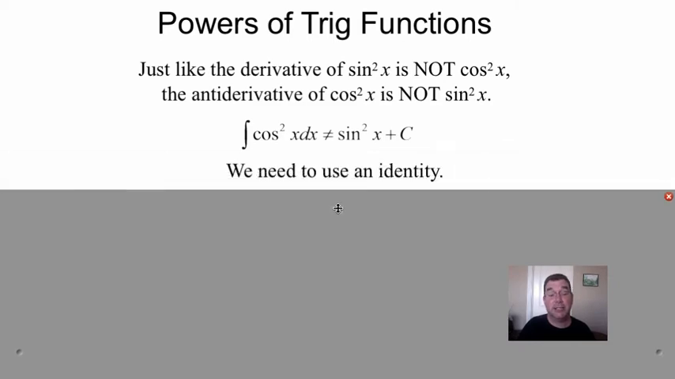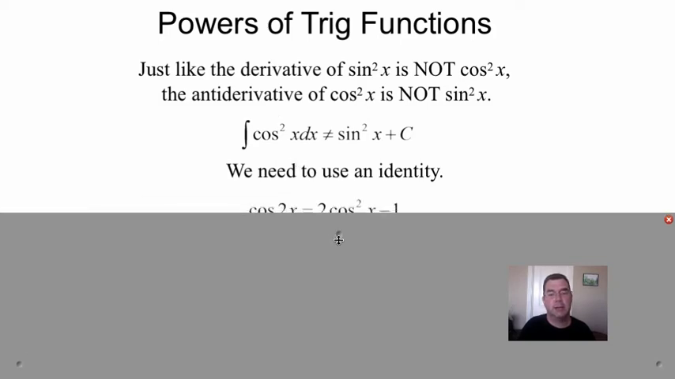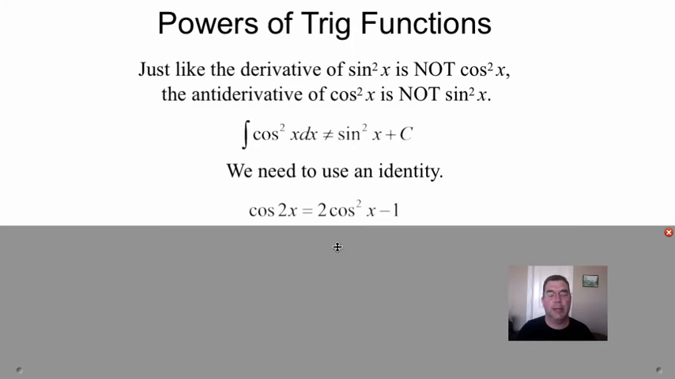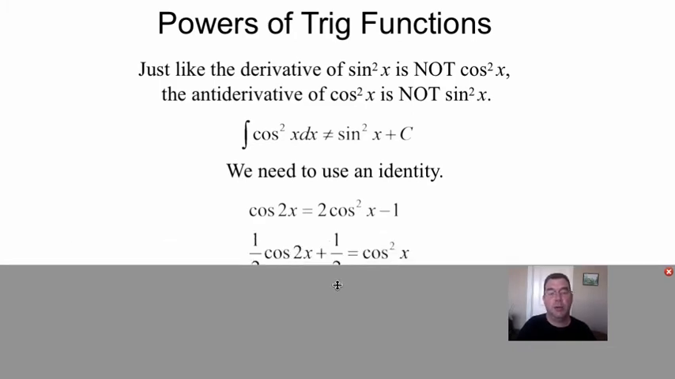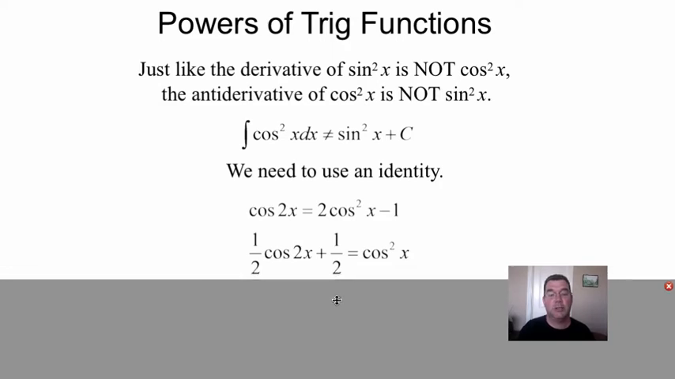So what I need to do is use an identity to change something like cosine squared to something else. If you remember one of the double angle formulas, and these are in your formula chart, so feel free to look that up, one of the identities is that the cosine of 2x is equal to 2 times the cosine squared x minus 1. Okay, well, how does that help me? I can rearrange this, solve for cosine squared instead, and say that 1/2 of the cosine of 2x plus 1/2 would equal cosine squared x. That's just rearranging this identity so that cosine squared is by itself.